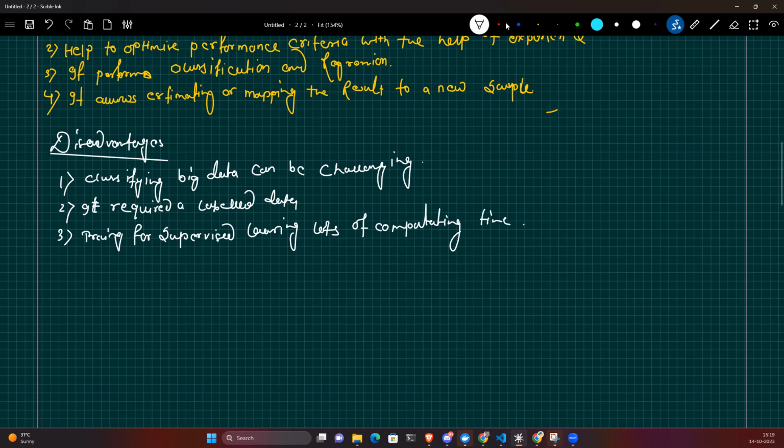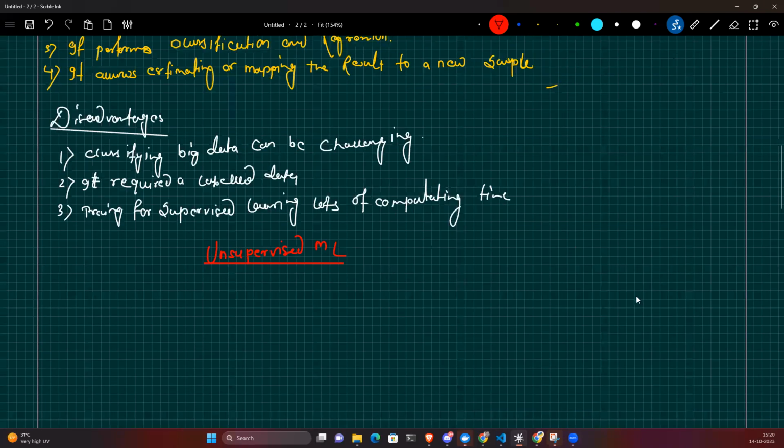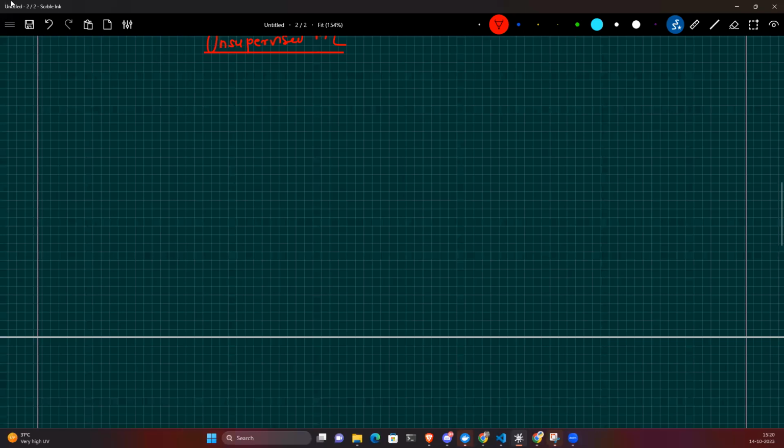Now let's talk about unsupervised machine learning. Deep learning will come into the picture later. I am not focusing more on supervised learning because we already learned it for a long time. Now I'm going to focus on unsupervised machine learning.